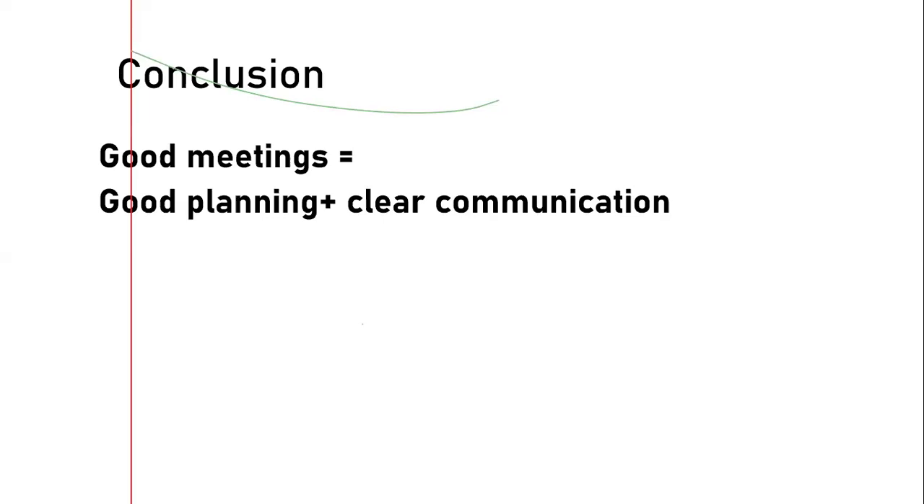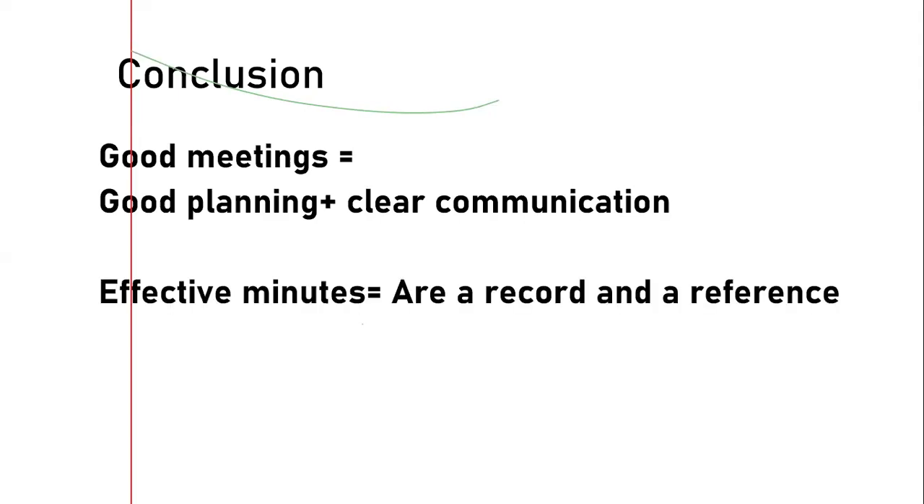Electricity: you have to be very careful about the electricity and get confirmation that there will be no electricity interruption. Also, you have to plan everything. The place and everything have to be reserved. Then clear communication for all the people who are expected to be in the meeting. Then effective minutes are a record and a reference.